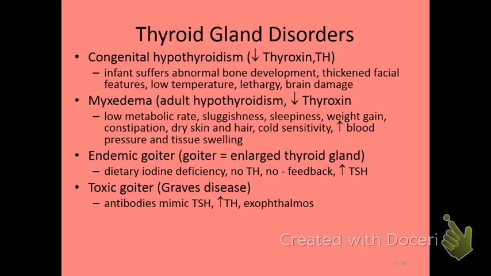There's sluggishness, sleepiness, weight gain, constipation, dry skin and hair. They have cold sensitivity, increased blood pressure, and tissue swelling. They put on quite a bit of weight because of the tissue swelling. An endemic goiter is an enlarged thyroid gland due to iodine deficiency. And then we have toxic goiters from Graves' disease, which are basically antibodies against the system, and we get increased thyroxine and exophthalmos.